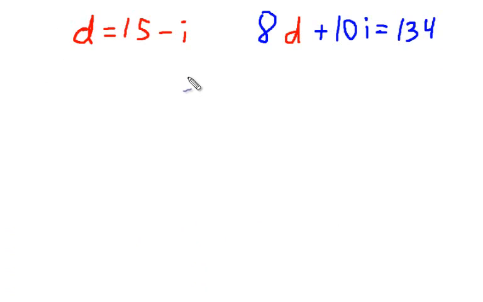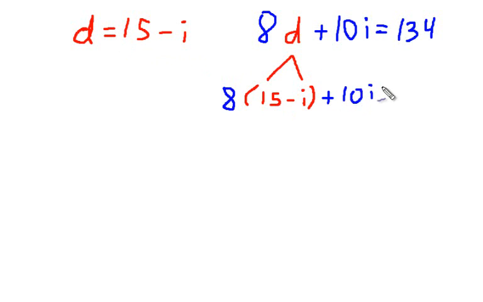Okay, so I'm going to rewrite these two equations up here, and then we're going to solve using substitution. So now we're going to substitute in our d, which is 15 minus I. Over here we still have this 8d. d we just replaced with what we knew d was equal to. Okay, we still have plus 10I equals 134.